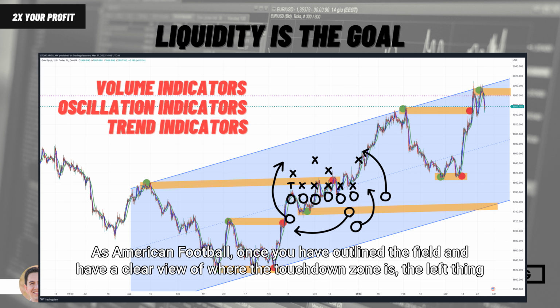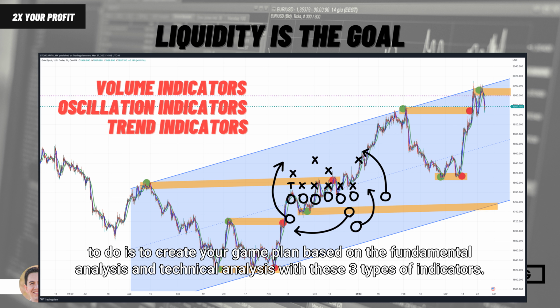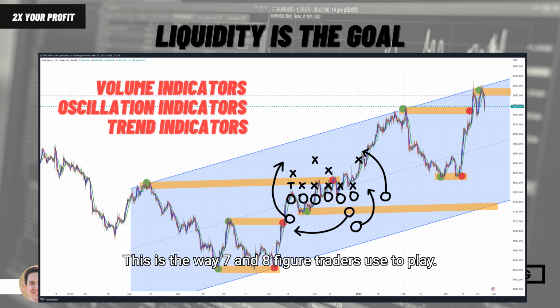As in American football, once you have outlined the field and have a clear view of where the touchdown zone is, the last thing to do is to create your game plan based on fundamental analysis and technical analysis with these three types of indicators. This is the way 7 and 8 figure traders used to play.